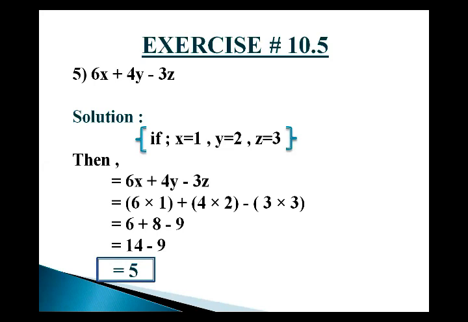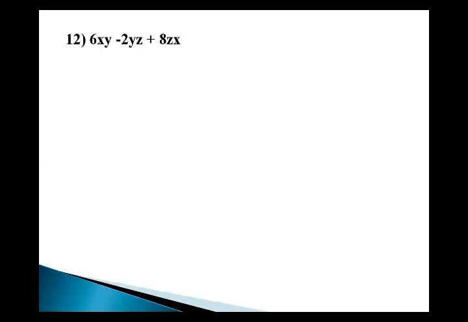Okay, then another question which is solved for you. Question number 12 of the same exercise 10.5 part A: 6xy minus 2yz plus 8zx. Okay, first you write the values which are given in your question. So here the value of x is equal to 1, the value of y is equal to 2, and the value of z is equal to 3. Then you write the question as it is.